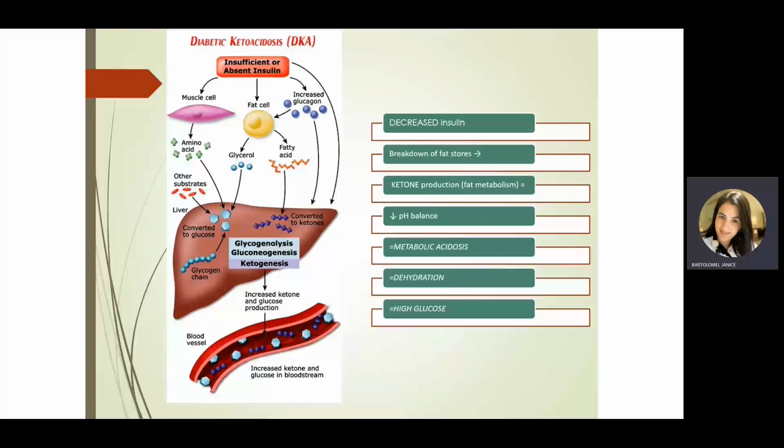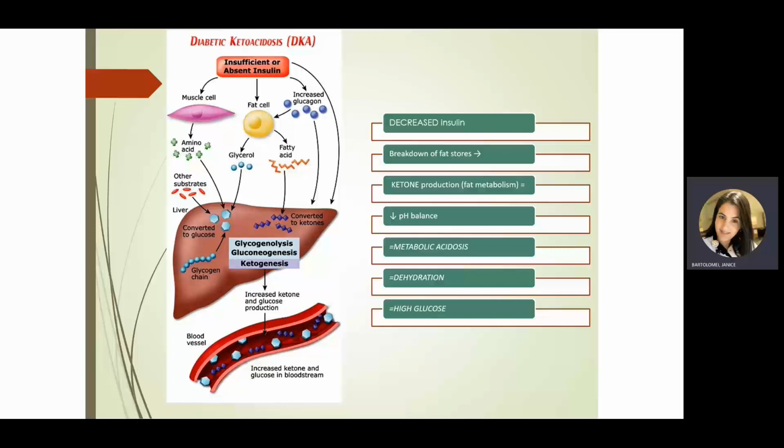So let's go a little bit over the pathophysiology, though. I try to make it very simple here because the book really goes into a lot of explanation about this, but I just want you to understand the basics of it. So we have a decrease or very little insulin.